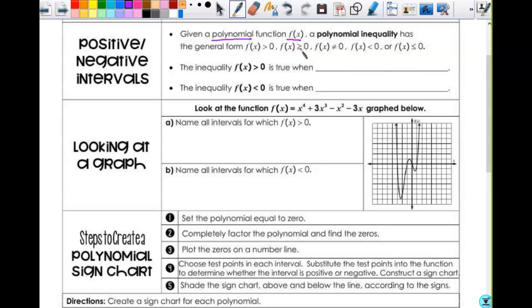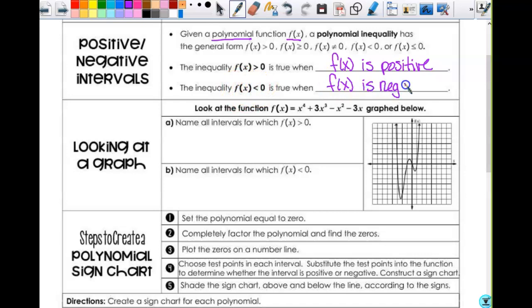When you're talking about f of x being greater than 0, anytime you talk about the value of the function, you're talking about the y value. So when f of x is greater than 0, that's true when f of x is positive. Kind of seems like a no-brainer, because that's what greater than 0 means, right? And if f of x is less than 0, that's true when f of x is negative.